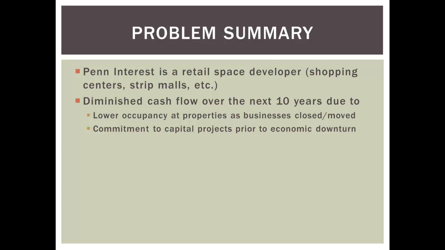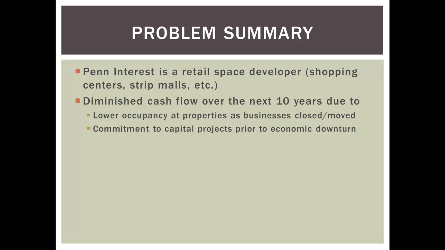Now, as we know, things have been pretty rough over the past 3, 4, 5 years. And this problem is actually set back in 2007. And what has happened is that Penn Interest is in the midst of a cash crunch, a cash crisis. When the economy went off the cliff, all of a sudden they had very little cash coming in and a bunch of cash going out. So what they figured out is that over the next 10 years, from about 2007 to 2017, they're going to have a real cash problem.